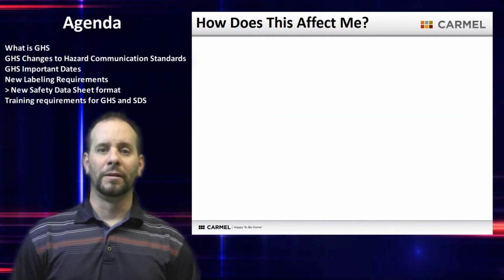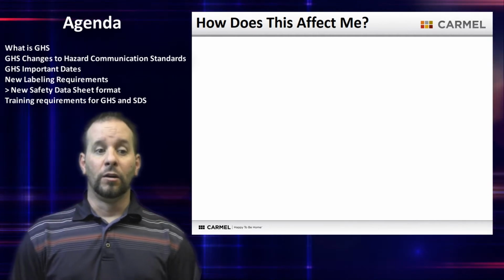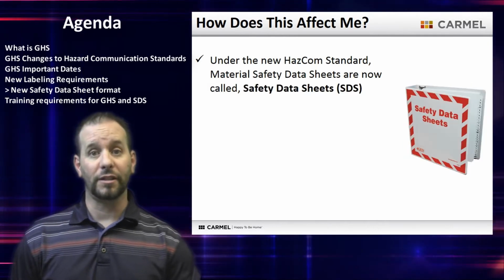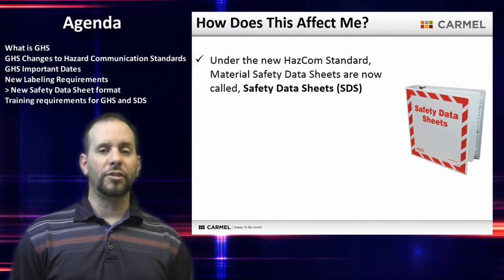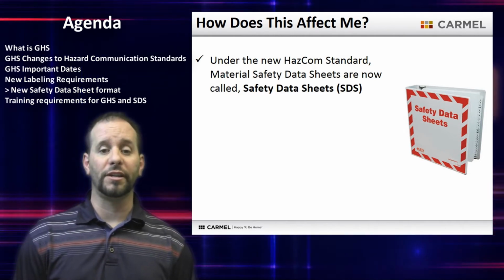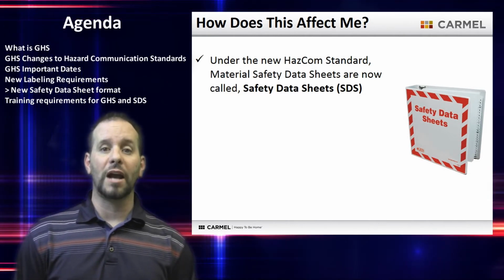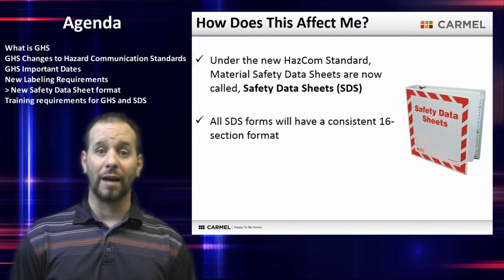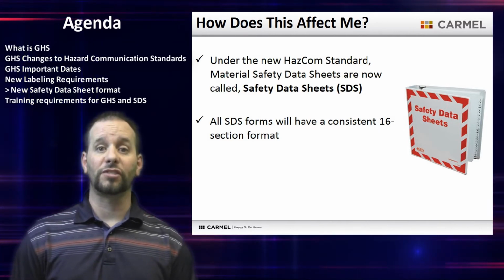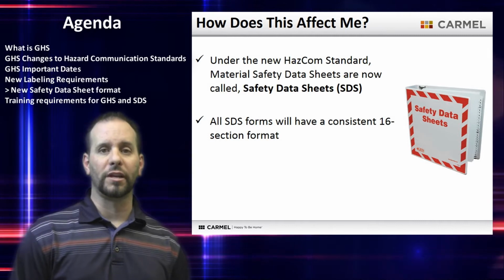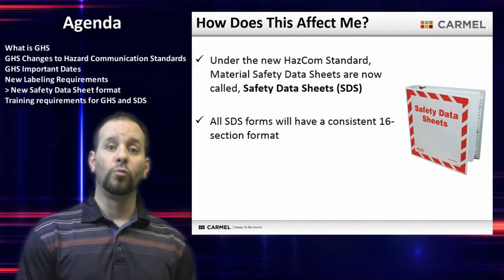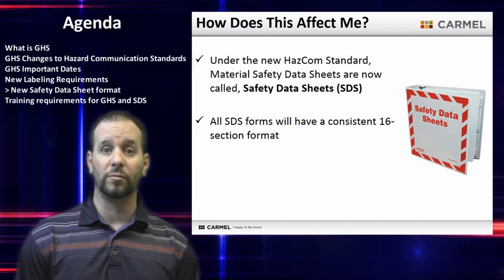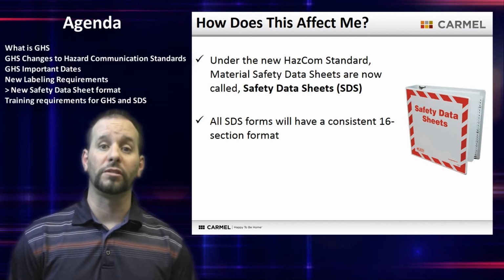So how does this affect me? How does it affect our communities? Well, under the new Hazard Communication Standard, material safety data sheets are now called safety data sheets. Although we don't have to change our right to know stations or our material safety data sheets binders themselves, we do have to put in place the new SDS format, which is a consistent 16-section format, into our binders and replace the old MSDS sheets with the new current OSHA standard safety data sheet for the chemicals that we are currently using at the community, as well as chemicals that we will purchase in the future.